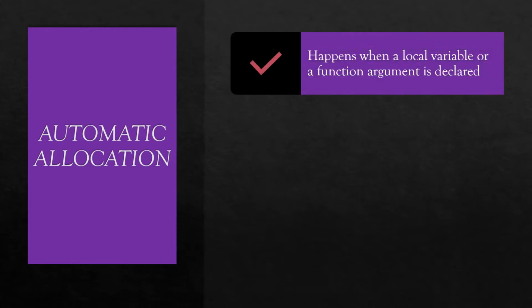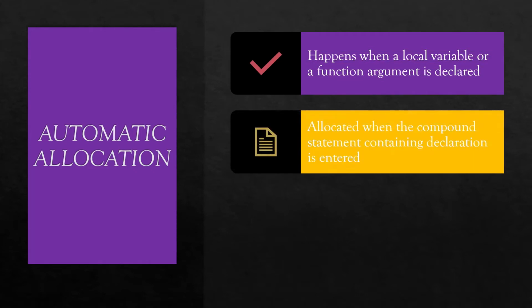Coming now to automatic allocation. What is automatic allocation? This happens when a local variable or a function argument is declared. And so memory is allocated when the compound statement containing the declaration of this local variable or the function argument is entered. So the compound statement here, as you may have already figured out, is referring to a function.